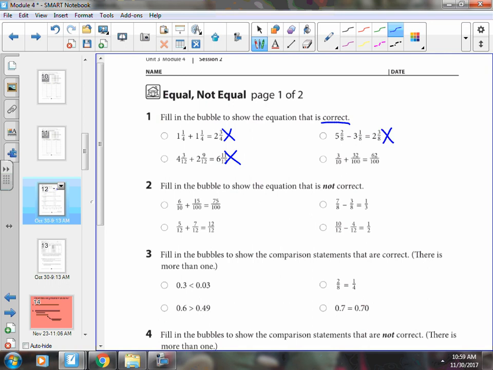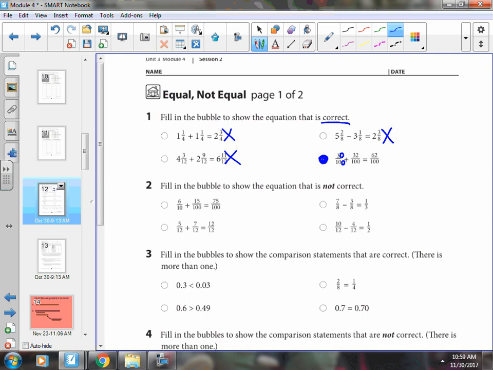So that one's wrong. I'm guessing it's the last bubble, but I definitely want to be sure that that is the correct one. 3/10 plus 32 hundredths. If the denominators are not the same, so I know that 3/10 is the same as 30 hundredths. Now I can add 30 hundredths plus 32 hundredths is 62 hundredths. So that's the correct one.